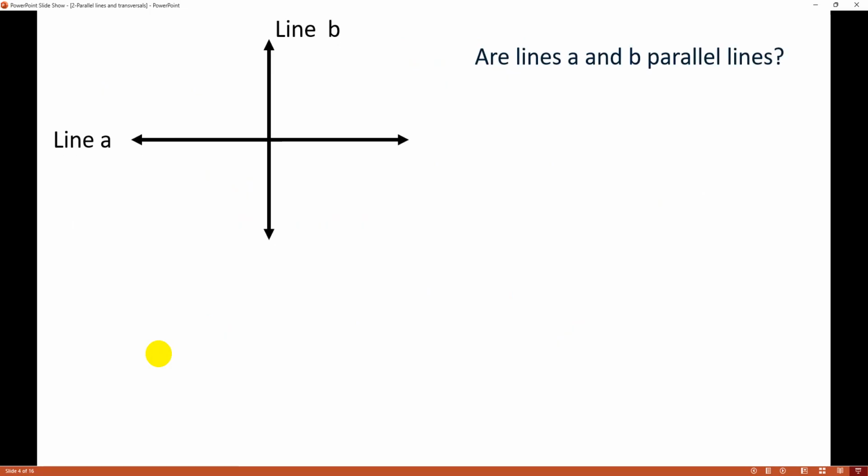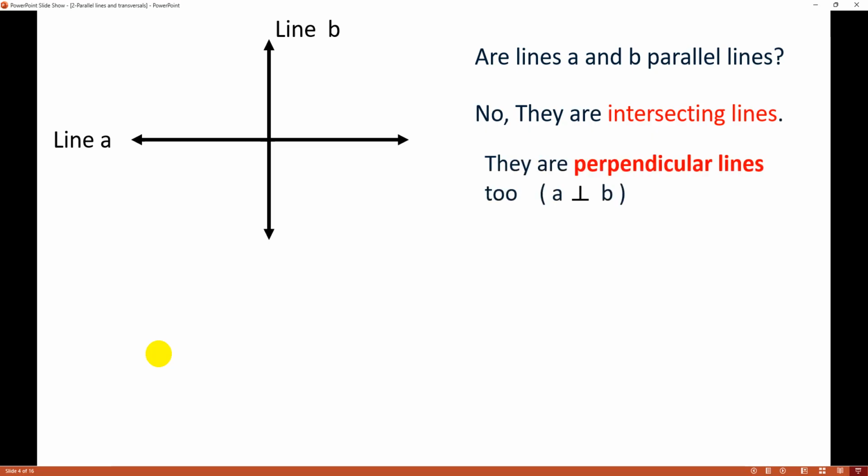Are lines A and B parallel lines? No. Again, these lines intersect, so they are intersecting lines. Moreover, these are perpendicular lines. Perpendicular lines are lines that intersect each other at a 90-degree angle, as shown here. And this symbol here, this upside-down T, means that perpendicular relation. So it reads: A is perpendicular to B.